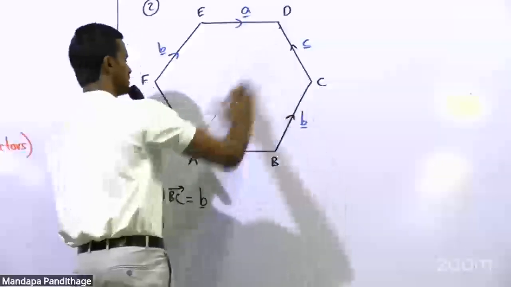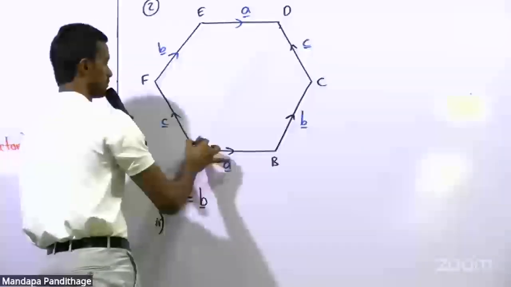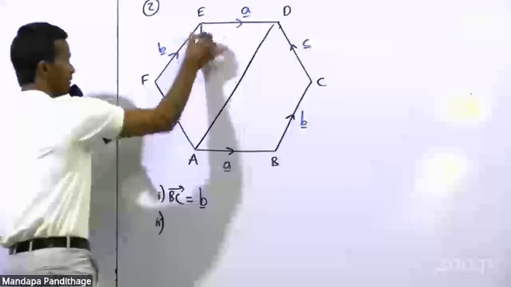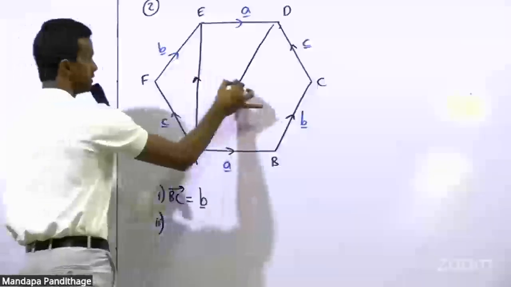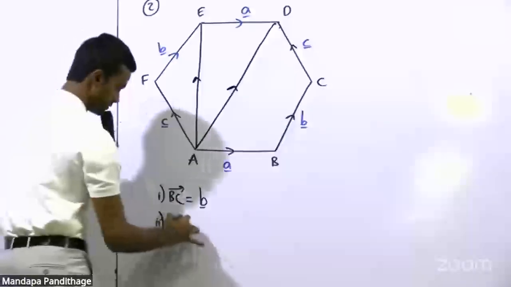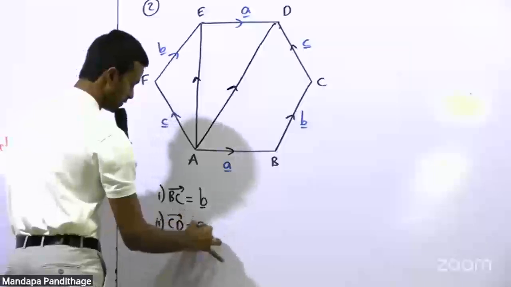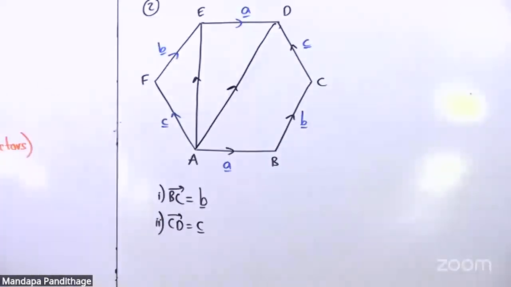Silence, silence. AE and AD. This is a typo where they have repeated the given data.